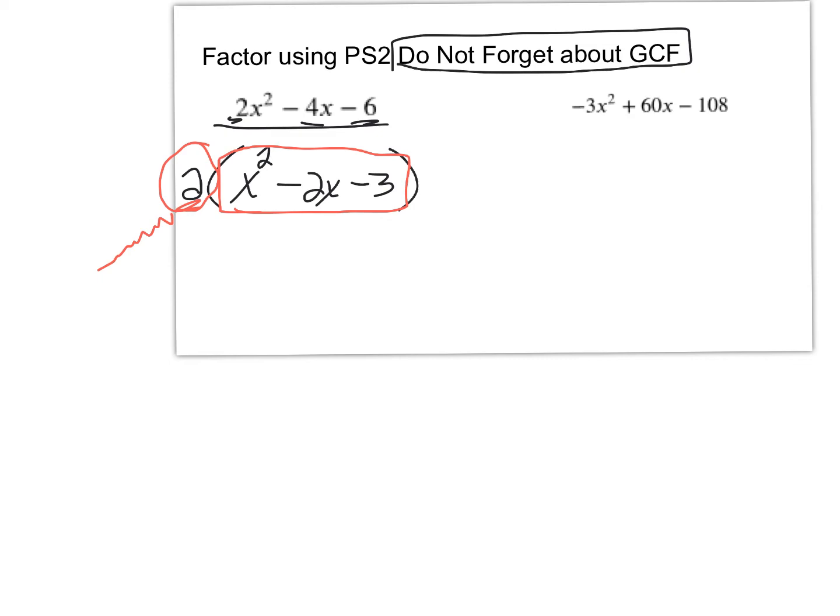Okay, so if I'm looking at this right here, I say, well, now I've got 3 pieces with no leader in front of the x squared. Yes, remember, I know the 2's out there, but again, that doesn't count. We separated that. So now we're going to do our PS2: product, sum, 2 numbers. My product is negative 3. My sum is negative 2.